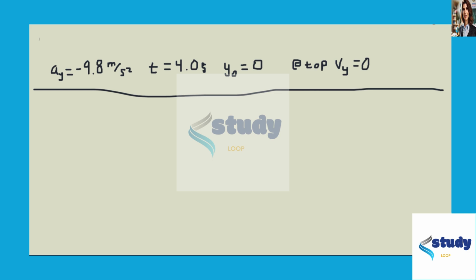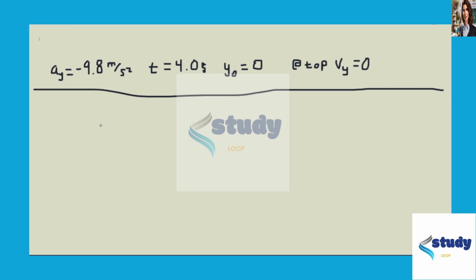Okay, for this problem, I say that when shooting the gun vertically, half of the time of flight is spent moving upwards, right? Thus, the upwards flight will take about 2 seconds. And I'm going to choose upwards to be in the positive y direction, since at the top of the flight, the vertical velocity is 0.